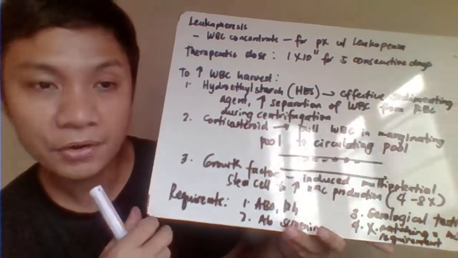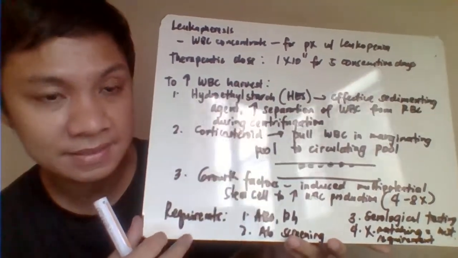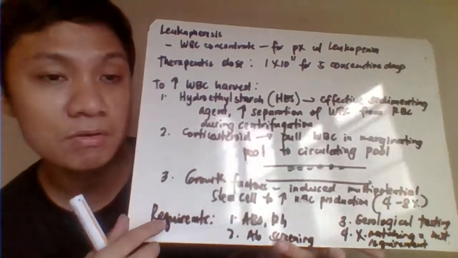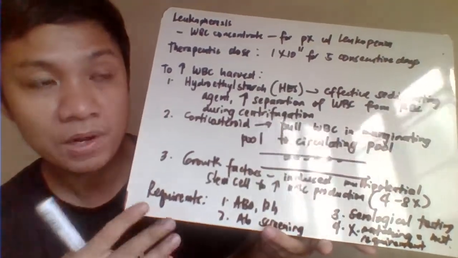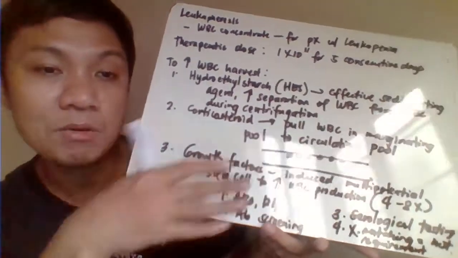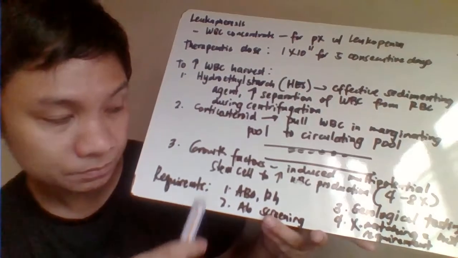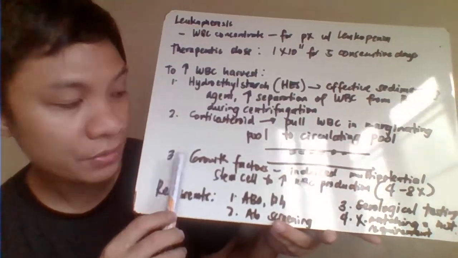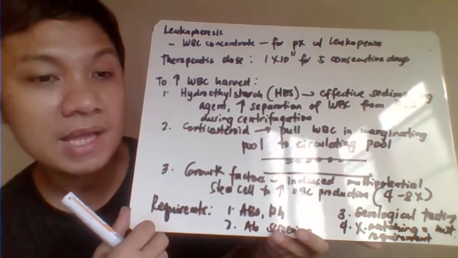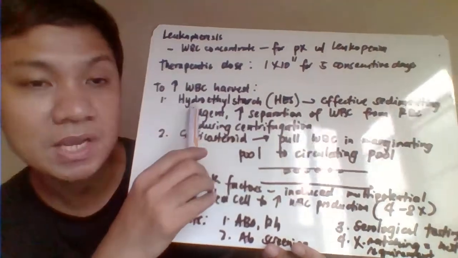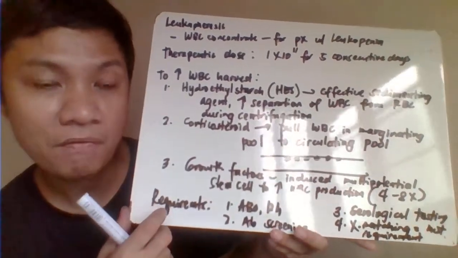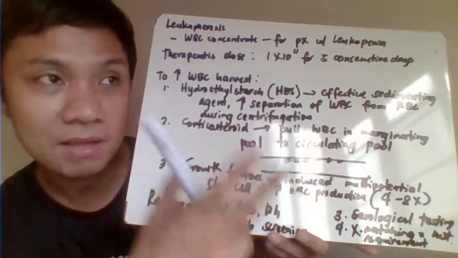Corticosteroid. Growth factors are your cytokines. Remember that in our hematopoiesis, may mga growth factors tayo in order to induce here the proliferation and differentiation ng ating hematopoietic stem cells para dumami ang ating blood cell production. Okay, these growth factors tend to increase your WBC count here by 4 to 8 times compared with your corticosteroids and your hydroxyethyl starch.